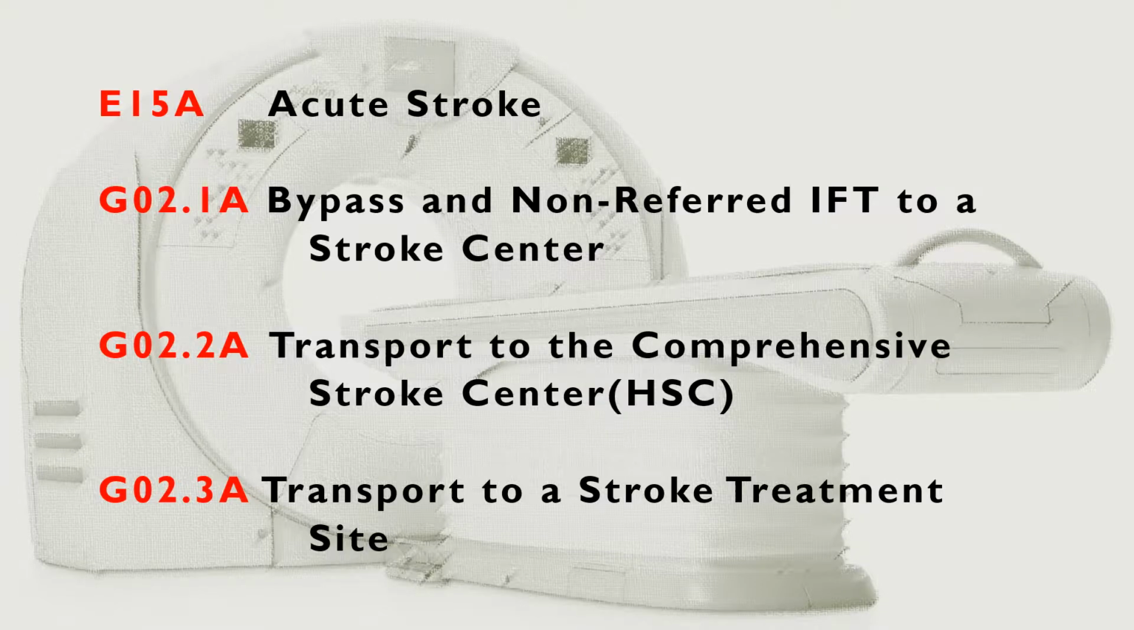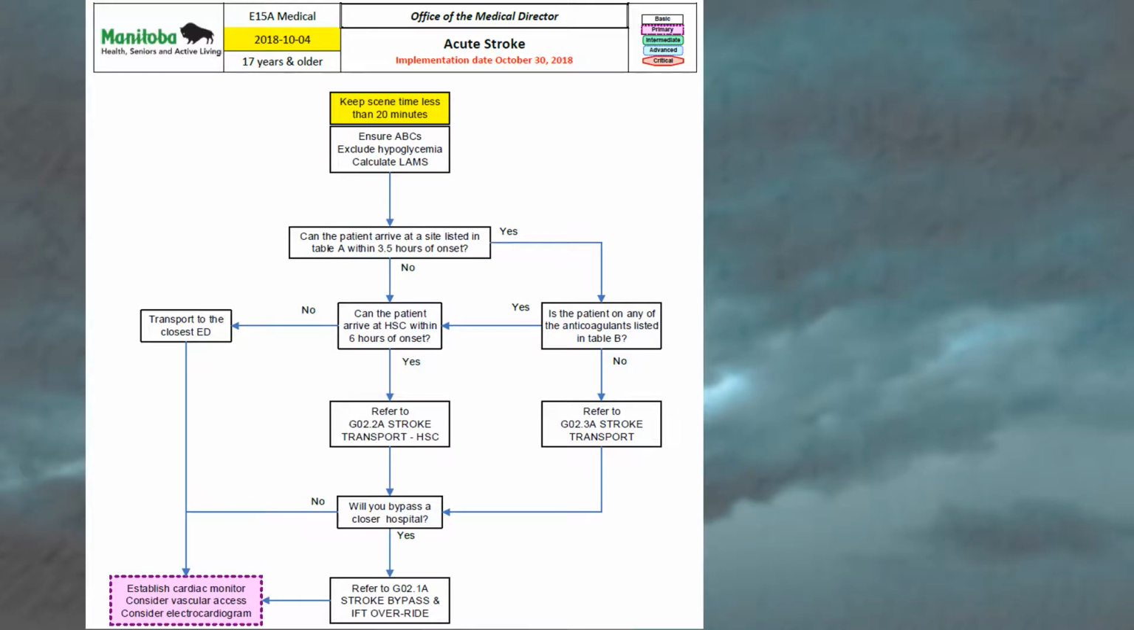E15A is going to be, generally, the guiding document or care map that we refer to over and over here. The other G documents kind of fit into the E15A as branches on a tree. The E15A is the central document that they all branch off of. So let's take a look at E15A. All right, let's just jump right into this. Keep scene times to less than 20 minutes. No change there. Time is brain.